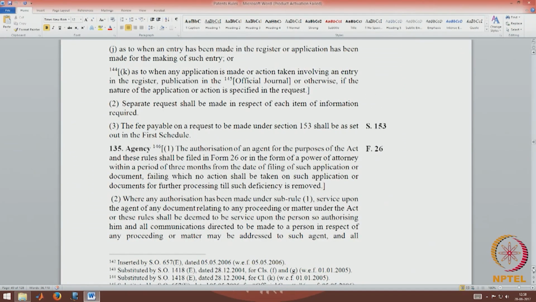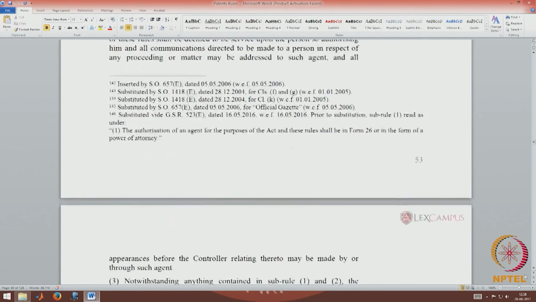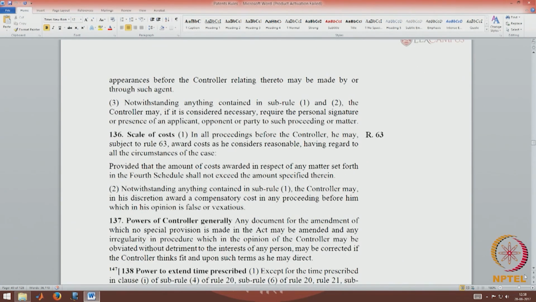Now, the patent agent, you can appoint a patent agent who acts as an agent of the patent applicant by filing Form 26. By the form you authorize a person to act as an agent. 135 deals with that. The controller has the power to award costs. The scale of costs or the amount of costs can be determined in accordance with Rule 63. Now, the controller has the power to do that.